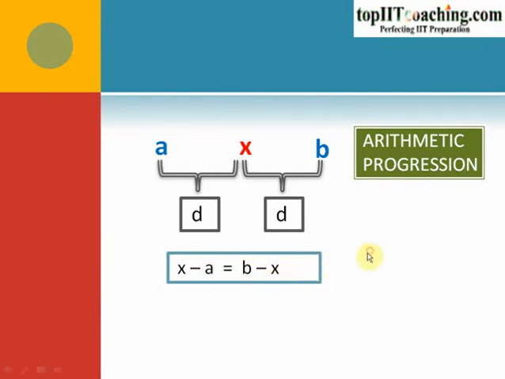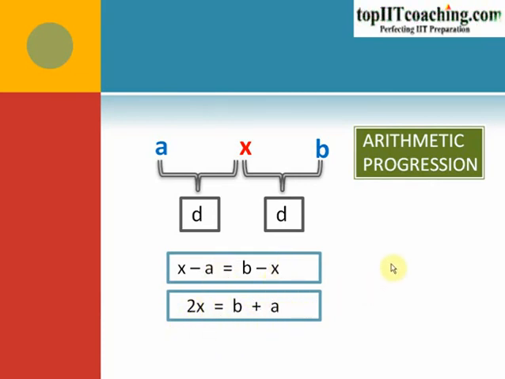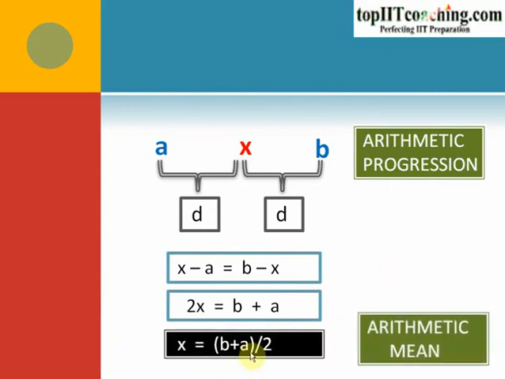If we bring x to this side, and a to this side, we get 2x equal to b plus a, or x equal to (b plus a) by 2. Thus the value of x is (b plus a) by 2, and this is known as the arithmetic mean. Thus the arithmetic mean between the two numbers a and b is given by the formula x equal to (a plus b) by 2, and also a, x and b form an arithmetic progression.